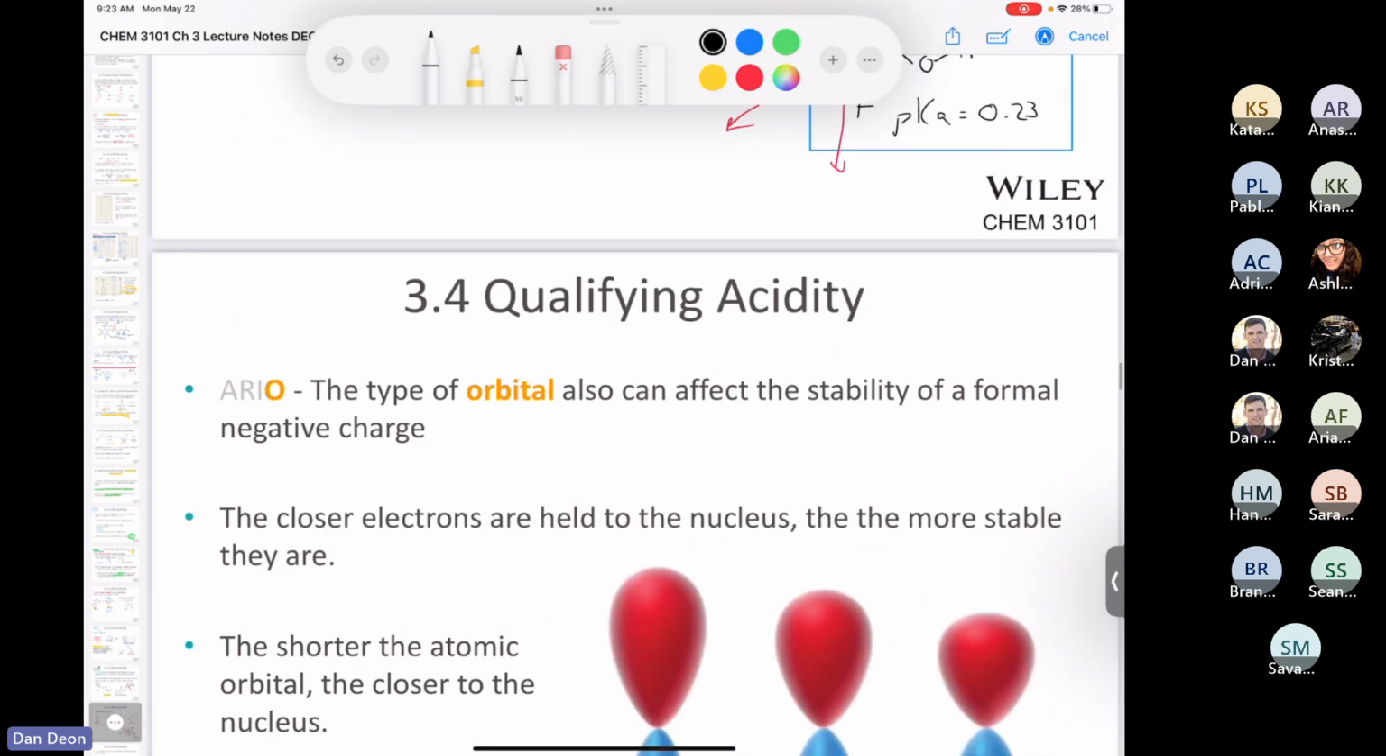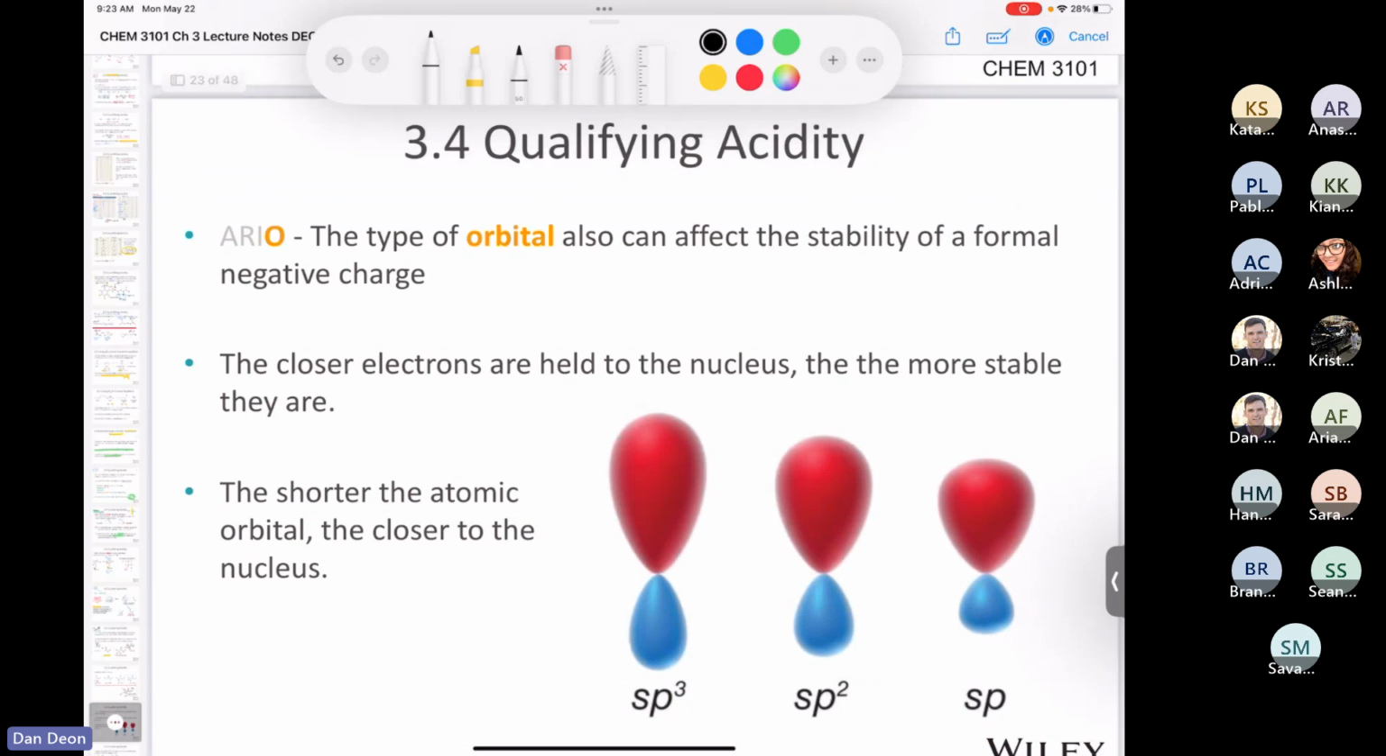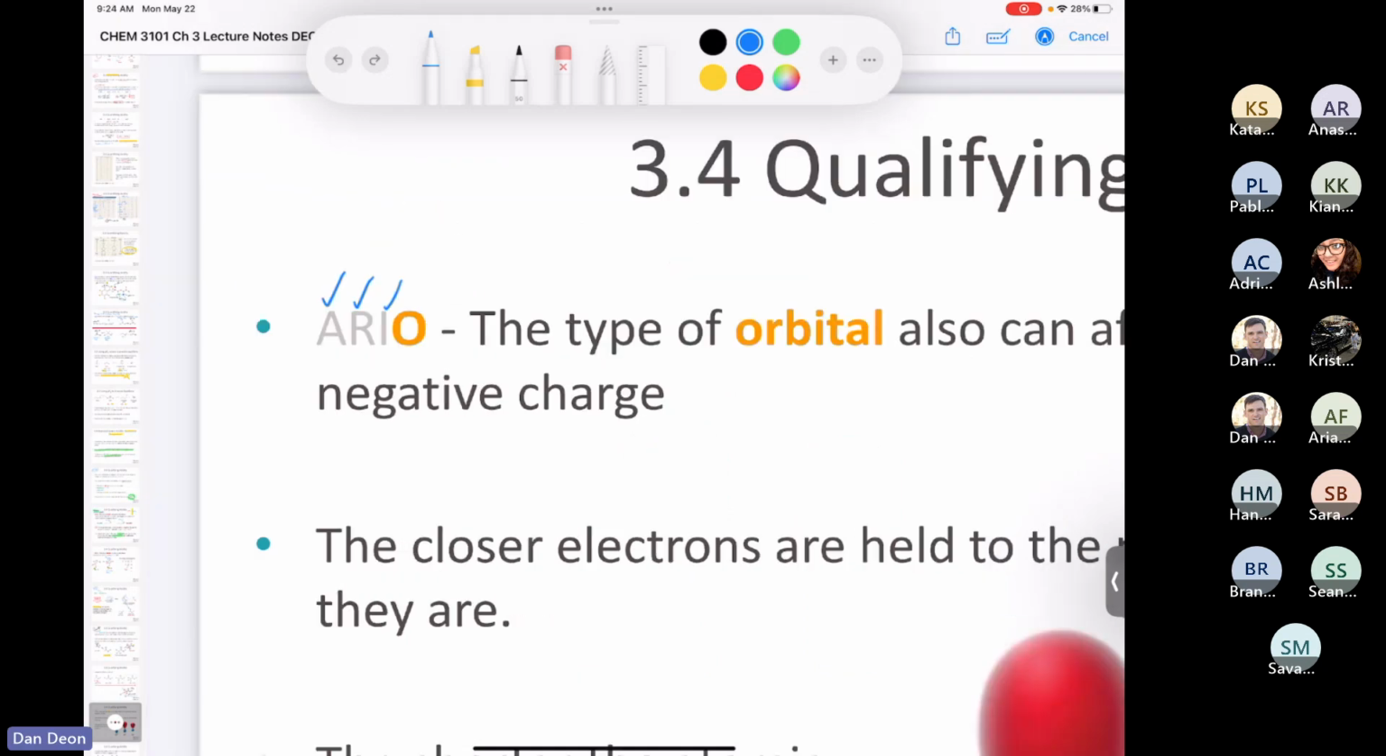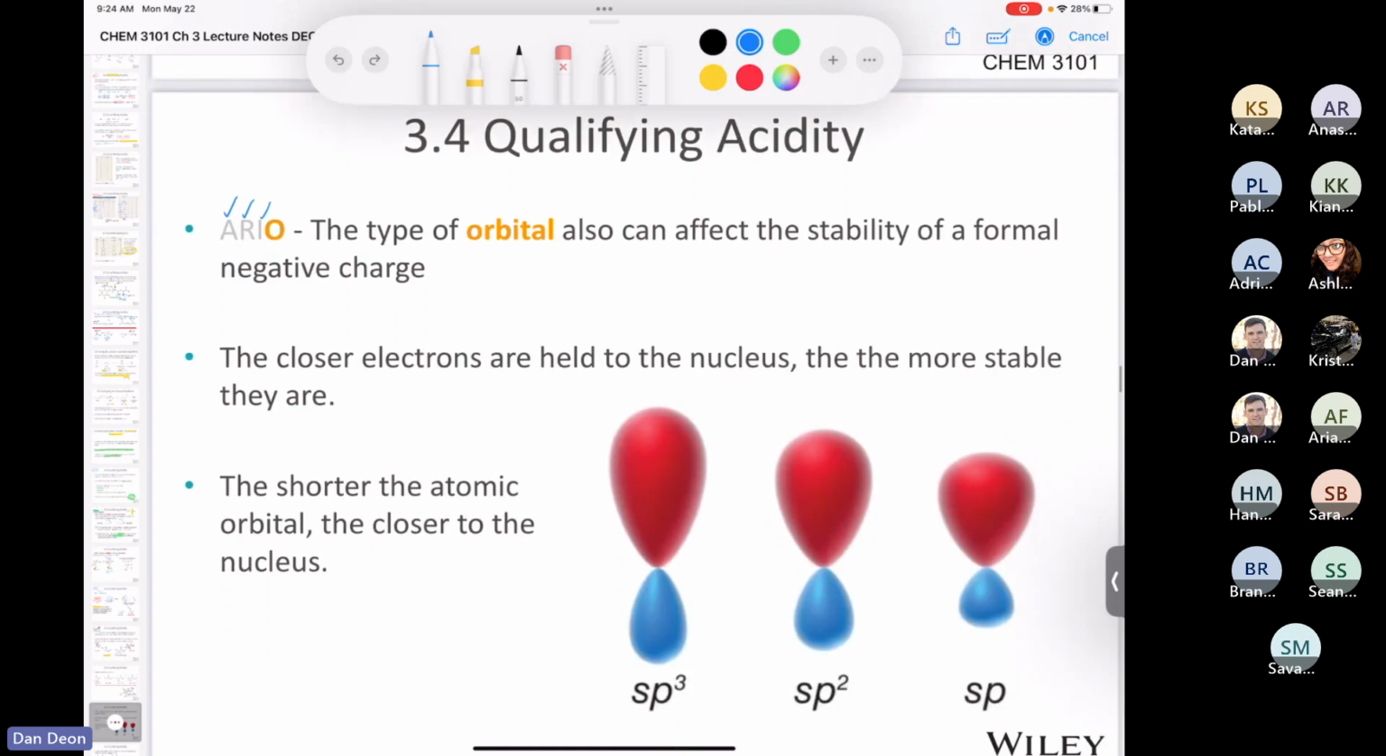Okay, so we've covered induction, and now we're on the last one. So we covered atom, resonance, induction, and now we're on to the very last one, which is orbital. The type of orbital can also affect the stability of a formal charge. Let's think about this. If you have a negative charge on an sp3 hybridized carbon versus an sp2 versus an sp, which one of these orbitals is the smallest? The answer is the sp is the smallest of these 3 orbitals. Why? Because it's made from 1 s and 1 p orbital. The other ones have more p's, and therefore they're bigger.